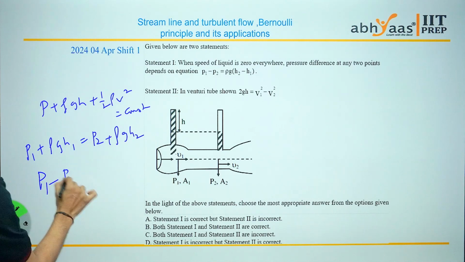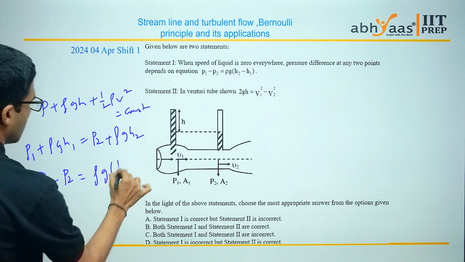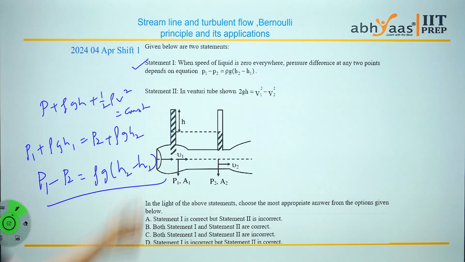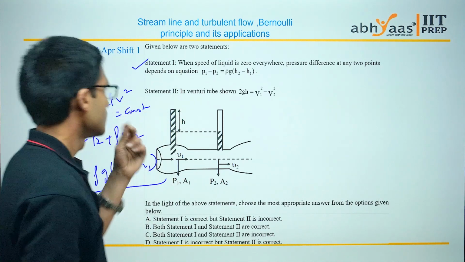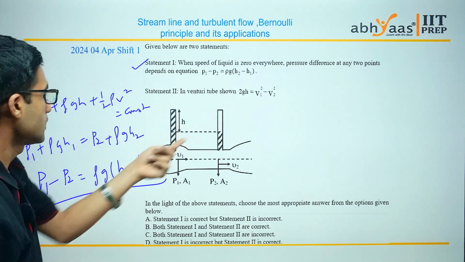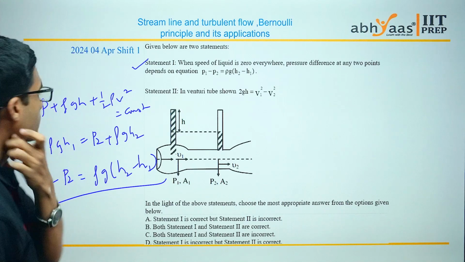P1 minus P2 is equal to rho g into H2 minus H1. This is correct only, right? Statement 1 is right. Next question, in Venturi tube, what happened? So here what happened? Velocity, this pressure is same.